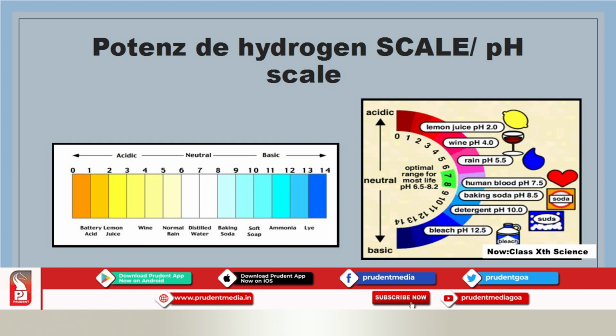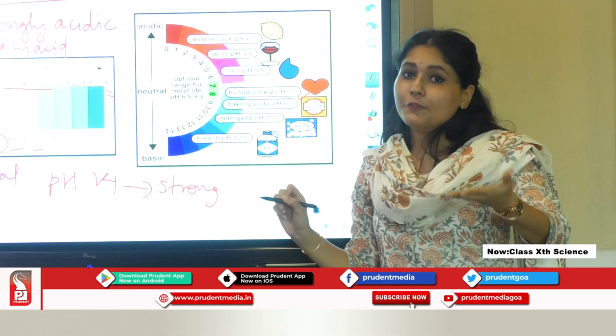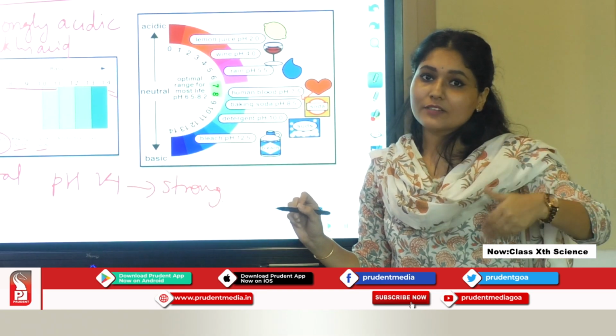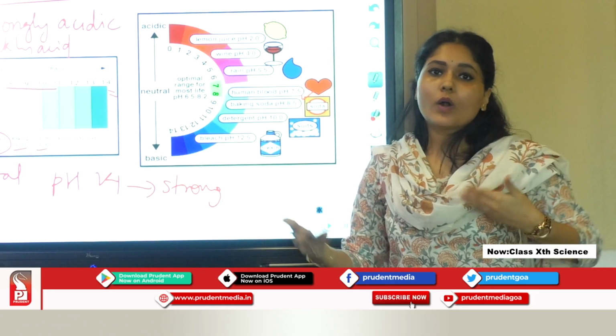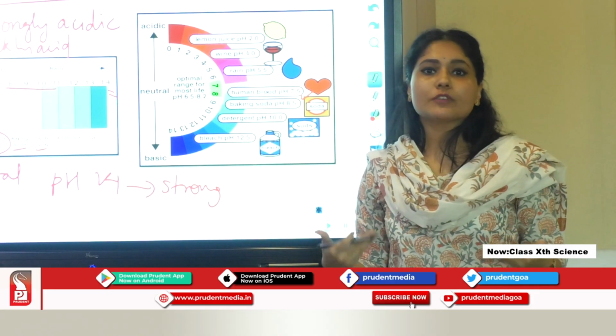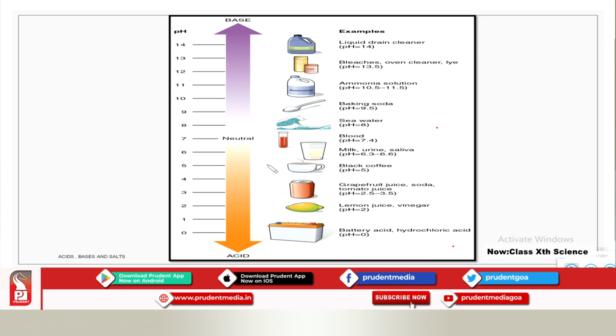So human blood, you see the pH is 7.5. So what do you think about this? Is our blood acidic, basic, or neutral? If it was 7, it would be neutral. So it is slightly alkaline in nature. So the pH value of our blood is 7.5. Now you know, if you have too many acidic drinks like aerated drinks, you are changing the pH value of your blood.